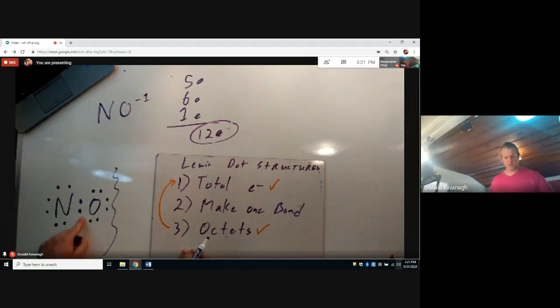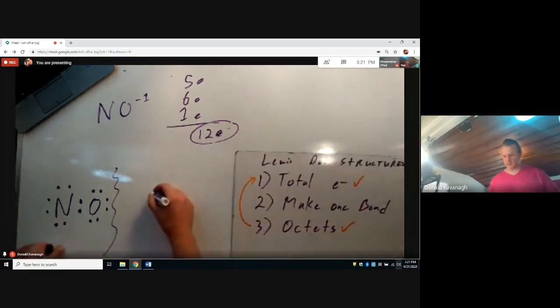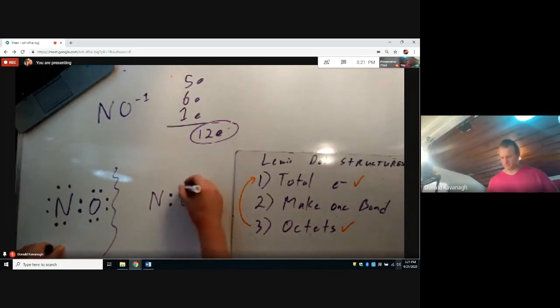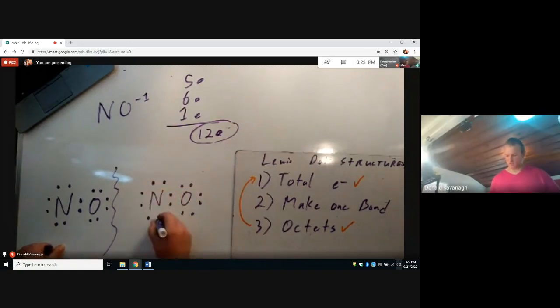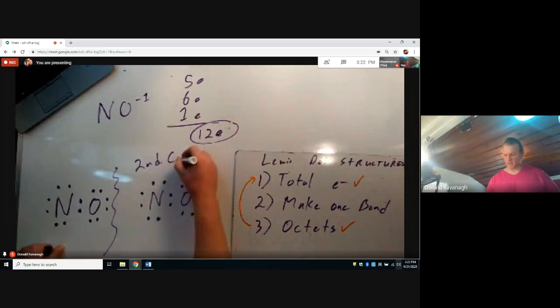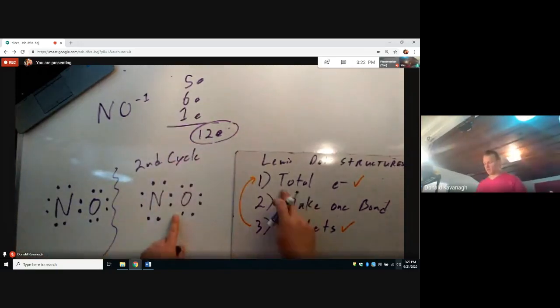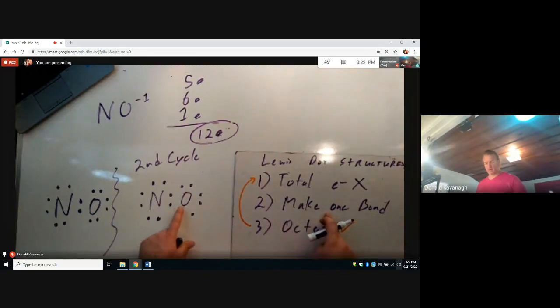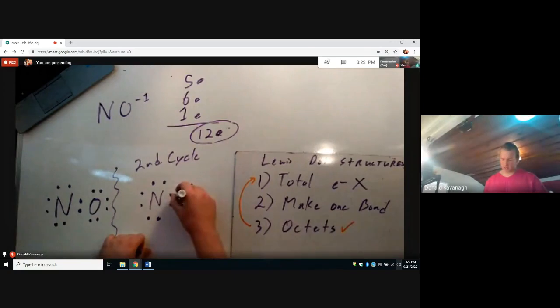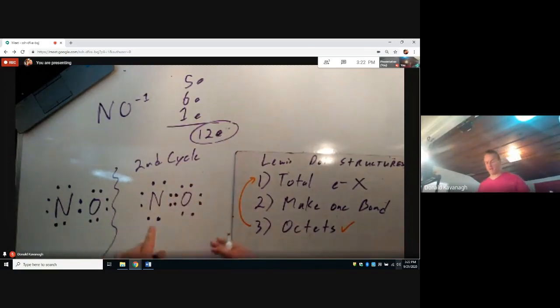Instead of erasing this picture like you probably would on your paper, I'm going to redraw it over here and continue the second cycle. I have redrawn this picture for the second cycle through. The total electrons is not 12, it's too many. Step 2, make one bond. I'm going to make one more bond in between these. I know what you're saying. It's already got too many electrons and you're adding 2 more. Don't worry about it. In step 3, when I check my octets, things are going to change.